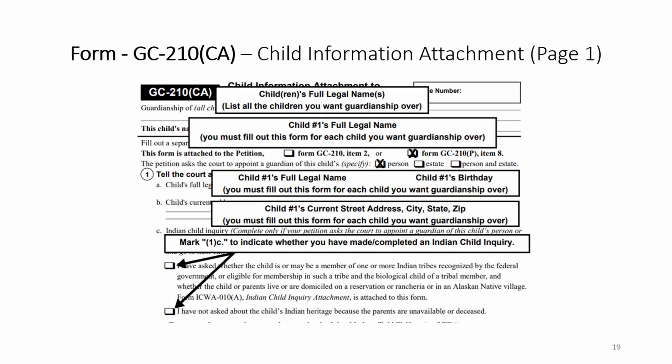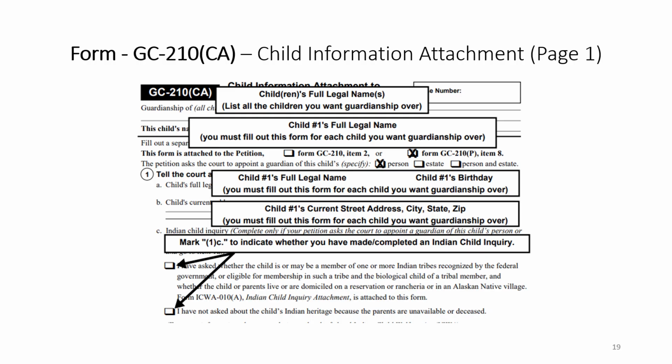Item 1C relates to a law called the Indian Child Welfare Act. This law requires that you, as the petitioner, look into whether the child has or may have any Native American ancestry, if you do not already know the answer. You will check the first box in Item 1C once you have made this inquiry, and will also complete an ICWA attachment form, which we'll go over in a later slide.